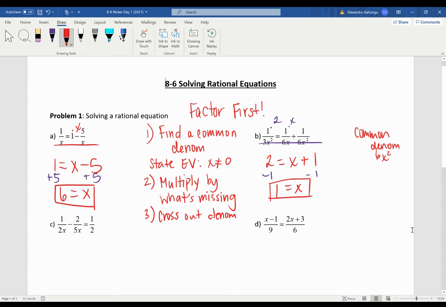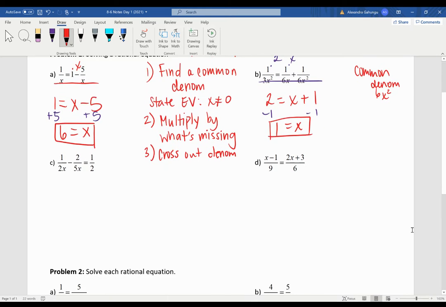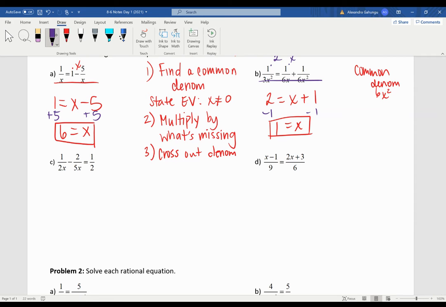So we'll do that across the board and then look at if we have binomials down at the bottom. So here we have this equation. I'm going to separate out some work. My common denominator for this one looks like it's going to be x, 2, and 5. So that means it's a 10x. So I multiply by what's missing. 2x is missing a 5 that it needs to be multiplied by. 5x is missing a 2. And 2 needs 5x to get to 10x.